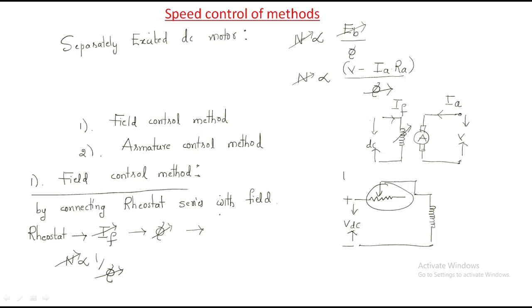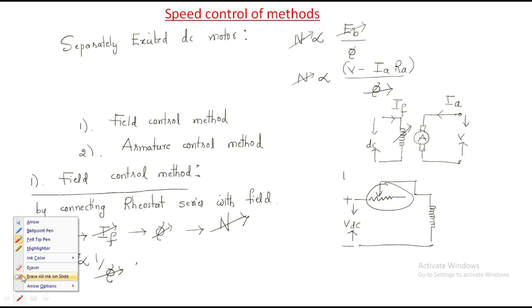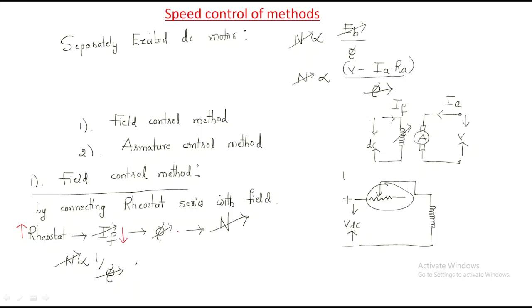Speed will be varied. The relation is this. For example, if the rheostat value increases, then what happens? Field current value decreases. Whenever the field current value decreases, flux production decreases. Flux production decreases means what about speed? Speed increases.